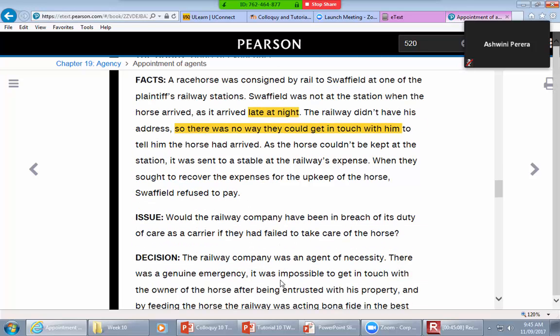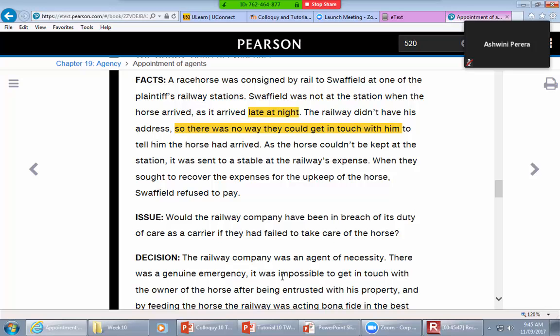As the horse couldn't be kept at the station, it was sent to a stable at the railway's expense. That's the point, expense. The problem is there's money, economics, always. Who's going to end up paying? When they sought to recover the expenses for the upkeep of the horse, Swaffield refused to pay. What's his argument? I didn't tell you to. I didn't ask you to do this for me. Why would you go and put the horse on upkeep?